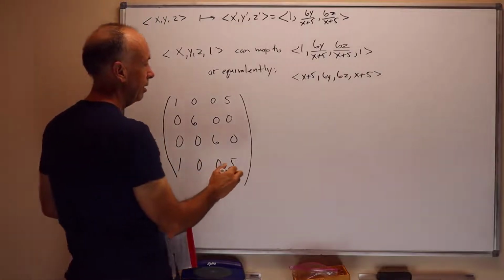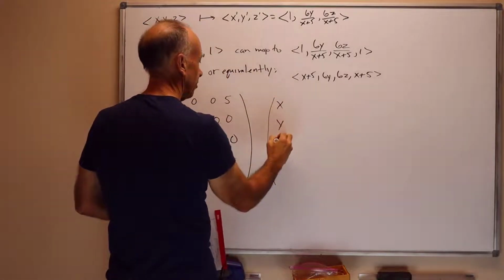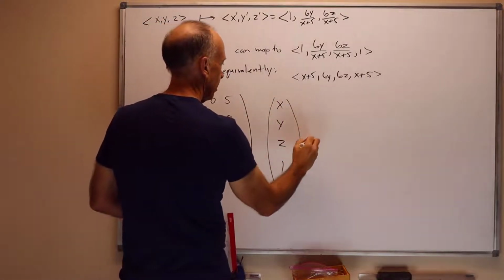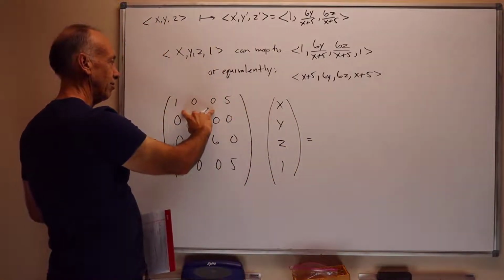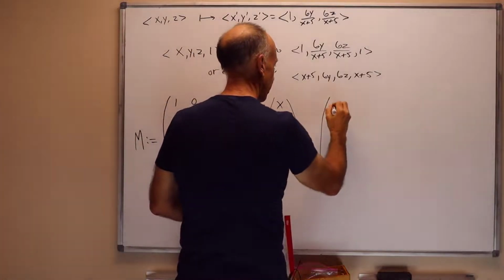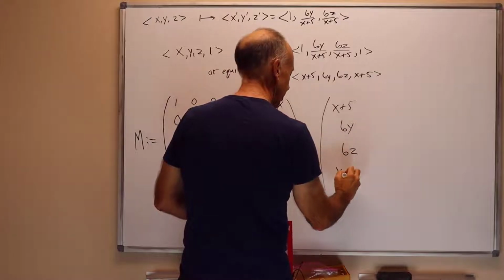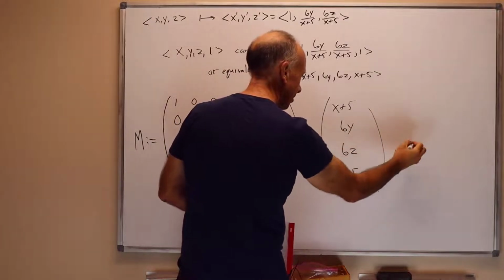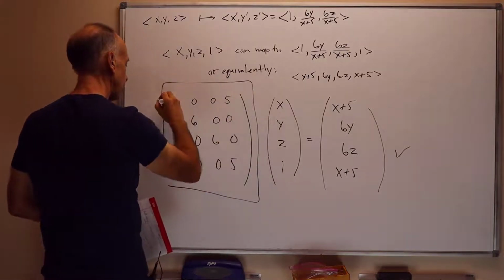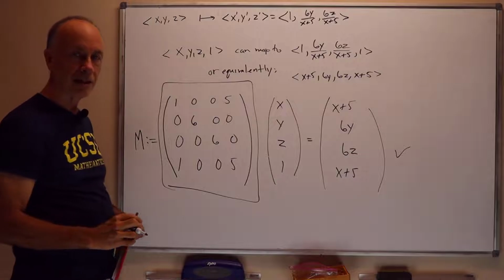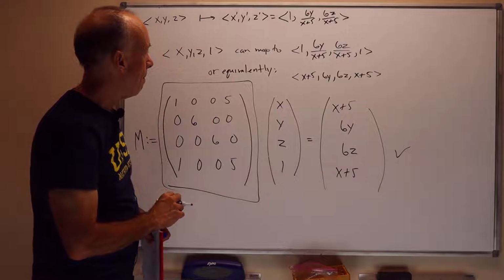And so suppose we take M and multiply it by x, y, z, 1. Well, the usual thing, we take the inner product of the column with the rows, and we get x plus 5, 6y, 6z, x plus 5, as desired. So this matrix represents the transformation of x, y, z to its shadow point, x prime, y prime, z prime.